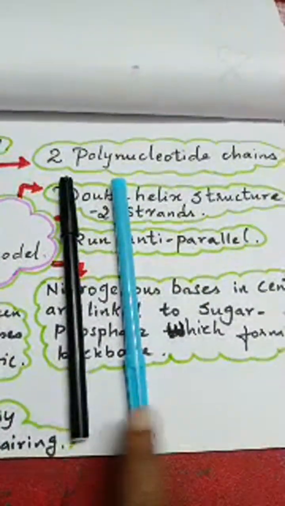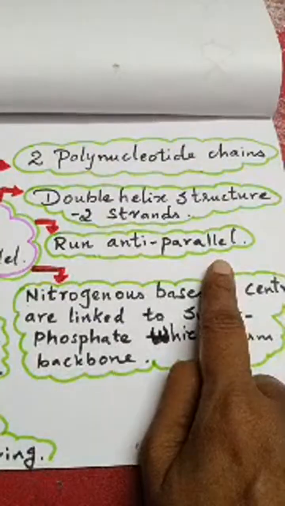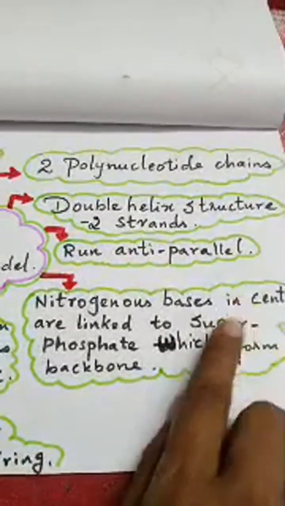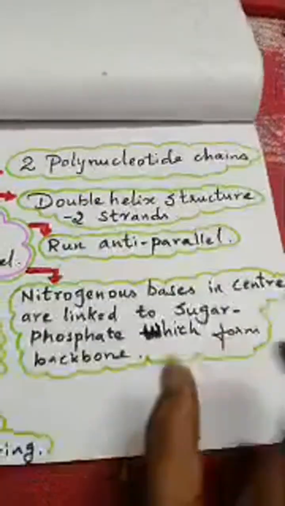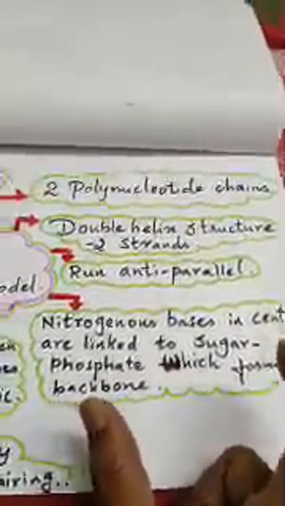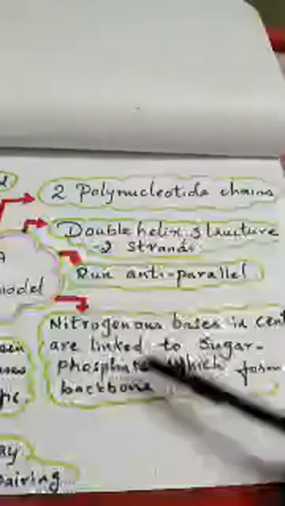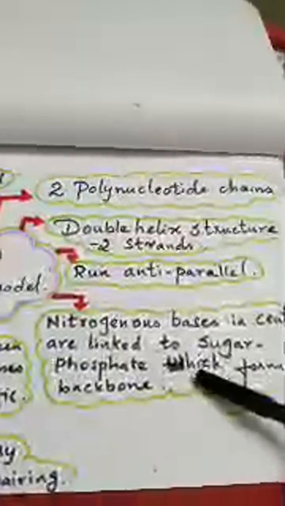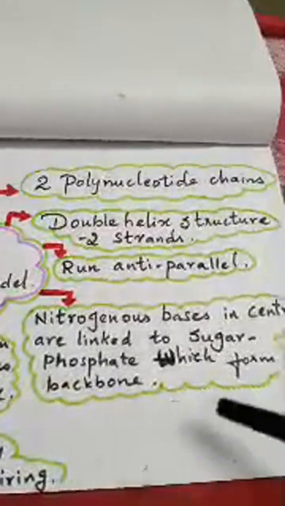This is known as the anti-parallel. Understood? So the two strands are anti-parallel, running in anti-parallel direction. And not only that, what we have seen is that the nitrogenous bases are present in the center of the helical structure. How are they linked, to which substance are they linked? They are linked to the sugar phosphate linkage. So this sugar phosphate will form the backbone of the DNA.